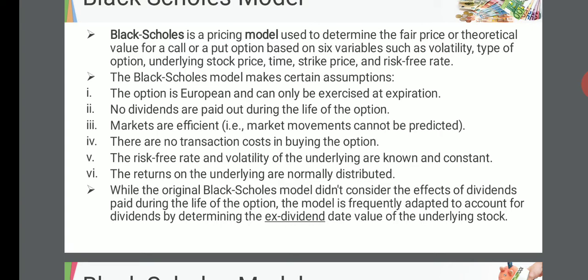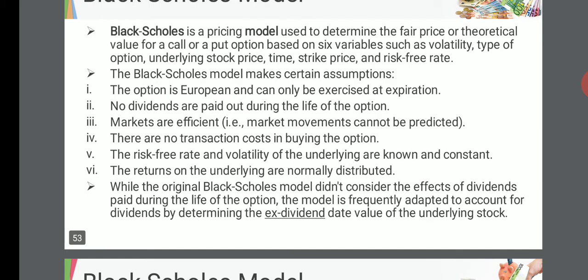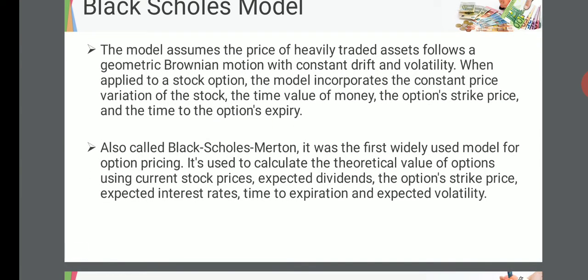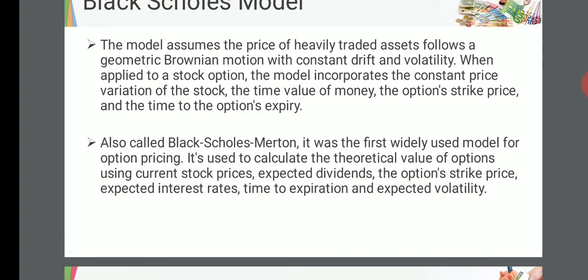While the original Black-Scholes model did not consider the effect of dividends paid during the life of the option, the model is frequently adapted to account for dividends by determining the ex-dividend date value of the underlying stock. Now, the model assumes the price of heavily traded assets follows a geometric Brownian motion with constant drift and volatility. When applied to a stock option, the model incorporates the constant price variation of the stock, the time value of money, the option's strike price, and the time to the option's expiry.